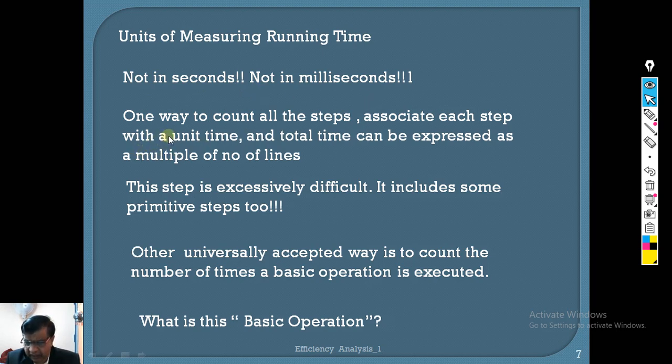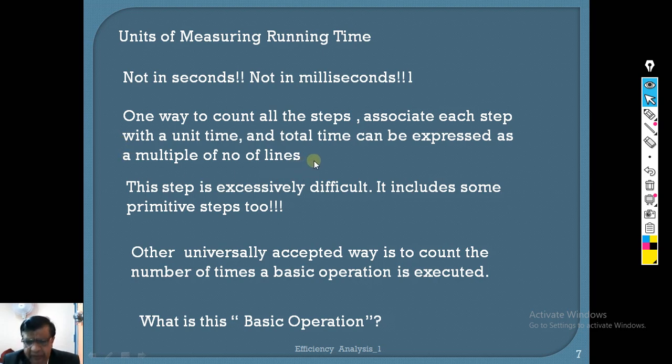One way is to count all the steps. Associate each step with a unit time. Let us say there are 100 steps, 100 lines in the program. So 100 into some unit, maybe in the form of a formula. A unit of time, maybe 1 second, 1 millisecond, whatever. You multiply that by so many numbers, then you express. This is one of the ideas. But it will become drudgery. You have to count the number of lines manually, and you have to put it.